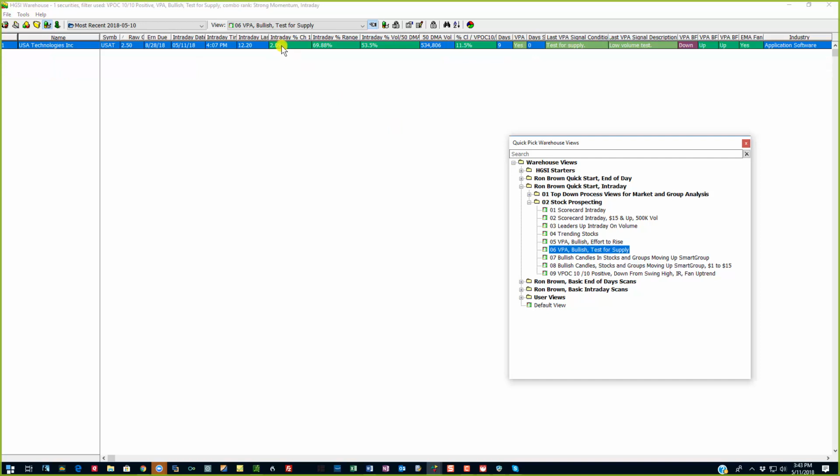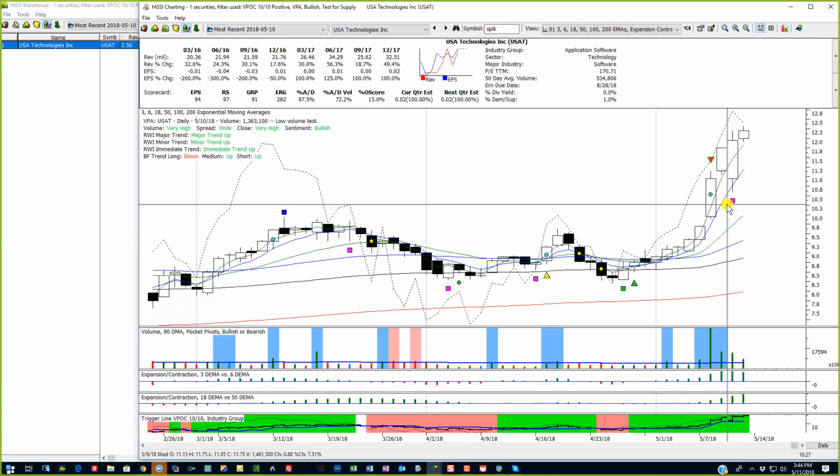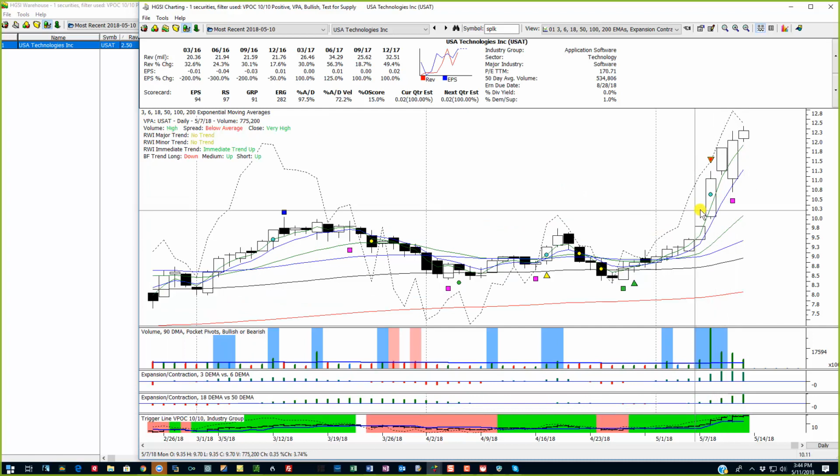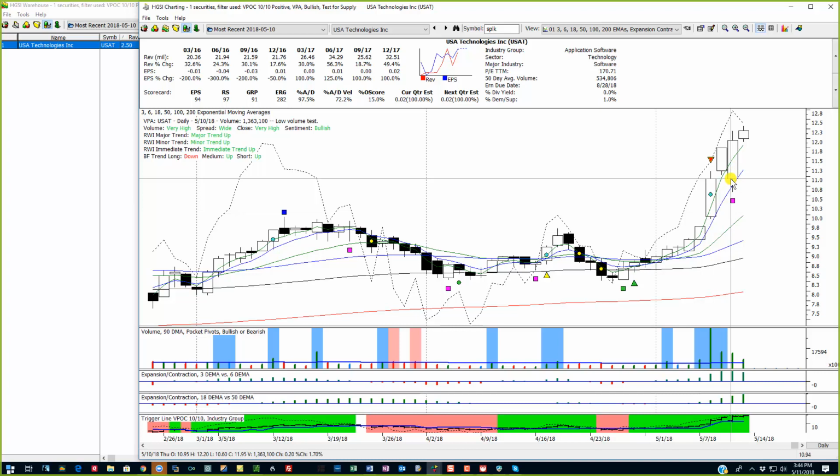This was a test for supply. Only one of them yesterday, and it was up 2.9% today. Look at this. This is a very strong candle here. It gapped down yesterday, traded all the way down, and closed in the upper part of its range, not quite at its high, but the volume was good. Very strong candle, though. And the group is good.